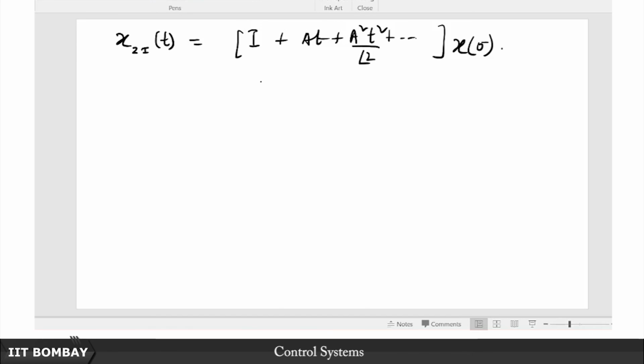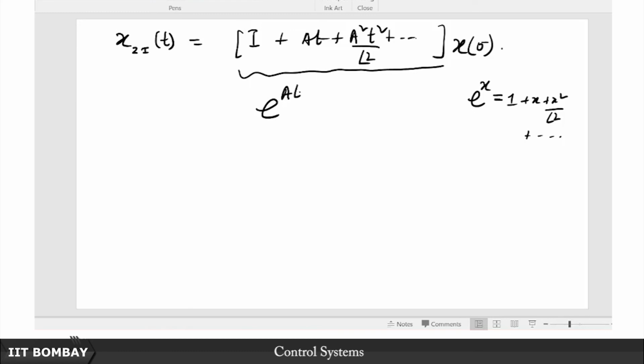So now, remember we have this exponential series for the scalars, where e to the x is equal to 1 plus x plus x squared by factorial 2 plus so on, but this was obviously derivable. Here, on the other hand, we define this as a matrix exponential. So remember this is a key important point: if someone asks you to derive that e to the At is given by this series, there is no such derivation that exists.